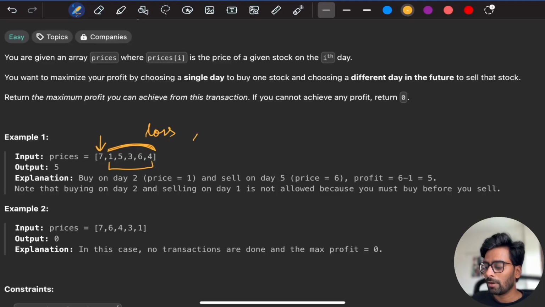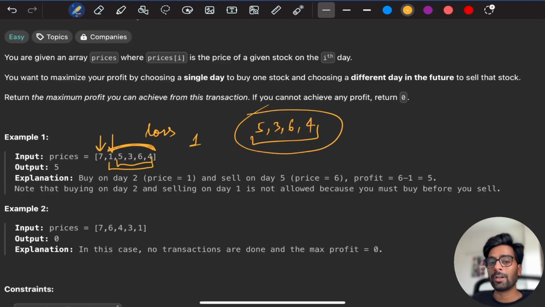But if I take 1, then I have this array to choose the selling price from: 5, 3, 6, 4. What could be my selling price out of these? If I'm buying at 1, I can sell it at any price, but I want to sell it at the highest possible price, right? So out of the given leftover prices, the maximum is 6. So if I sell it at 6, I get the maximum profit, 6 minus 1, that is 5. This will be my profit. So if I take 1 as my buying price, then I can get a maximum profit of 5.